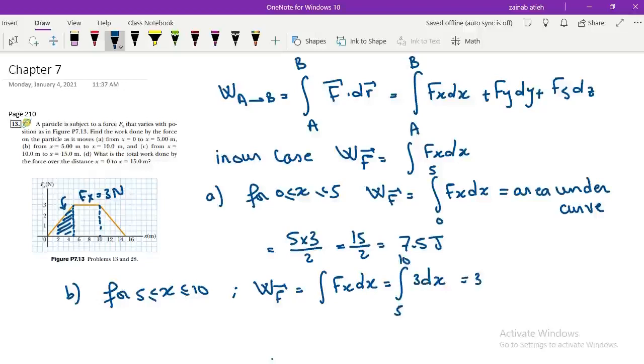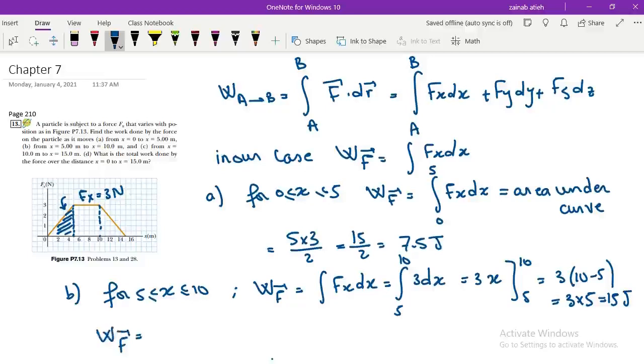It's equal to 3 outside the integral. Integral of dx is x from 5 to 10. So I will get 3 times 10 minus 5. I will get 3 times 5. It is 15 joule. Or simply, it is the area under the straight line, which is the area of the rectangle that you can see.